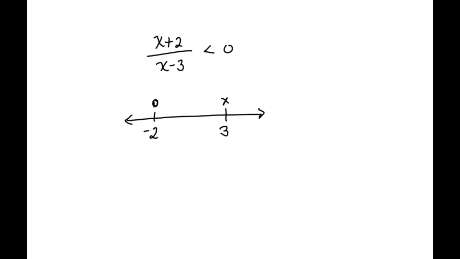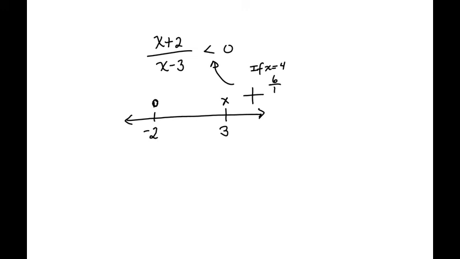So we will start with 4. If I plug in 4, I would have 6/1. That's a positive number. But I don't want a positive number, right? I want less than 0. I want negative, so that part is not going to be in my solution set.